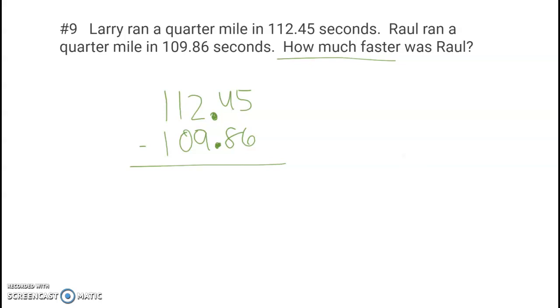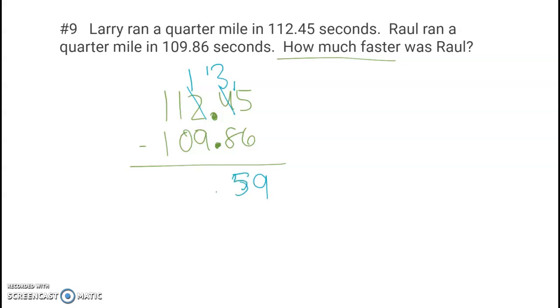5 minus 6 I cannot do, so I'm going to go ahead and borrow. The 4 becomes a 3. I borrow the 1 to the 5, so 15 minus 6 is 9. 3 minus 8, again, I can't do, so I'm going to borrow. 2 becomes a 1, and I have 13 minus 8 is 5.